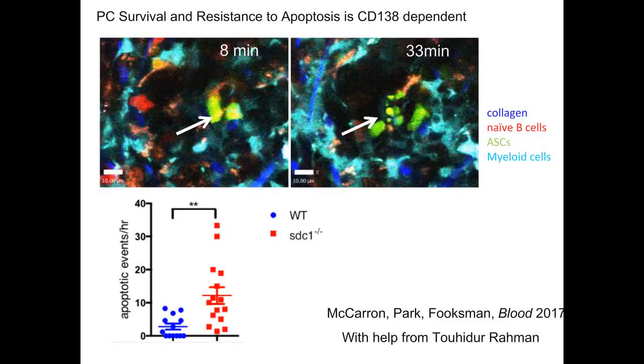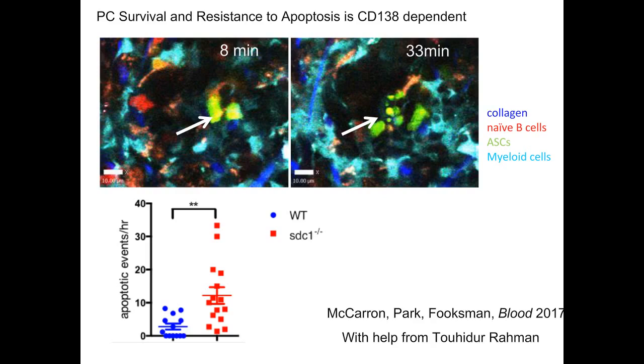So in addition to visualizing migration and cell-cell interactions, we can also use intravital imaging to study cell survival in vivo. ASCs are highly susceptible to apoptosis and require cytokines such as IL-6 to survive. We found that the canonical marker of ASCs, CD138 or Syndecan-1, is required for ASC survival in an IL-6 dependent manner. Measuring apoptosis in vivo is quite challenging since apoptotic cells are rapidly cleared by phagocytes. However, by intravital imaging, we were able to capture bona fide apoptotic events in real time by visualizing blebbing and then quantifying them. We found that Syndecan-1 deficient ASCs had higher rates of apoptosis in vivo as compared to wild-type ASCs, which confirmed our ex vivo results as well. The details of the role of CD138 can be found in this reference below.